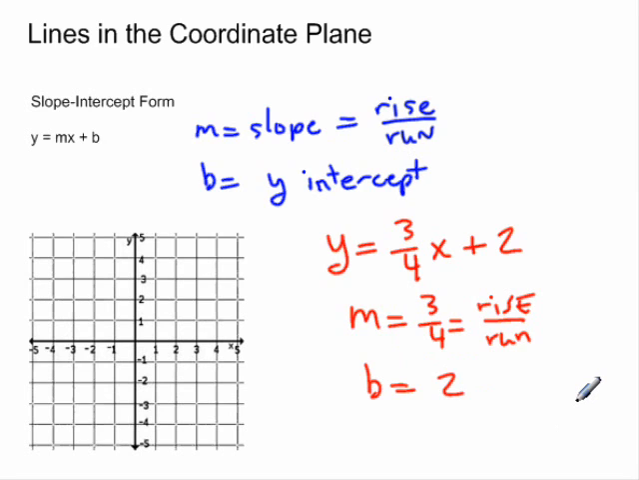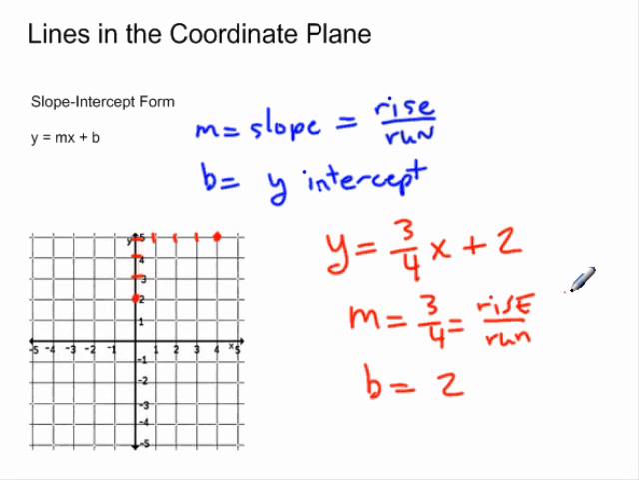Now the way that we graph this line, since this b represents my y-intercept, the graph will cross the y-axis at 2. So we plot a point at 2. Then from that point, we plot a point that is up 3 and to the right 4. So 1, 2, 3, and over 1, 2, 3, 4.